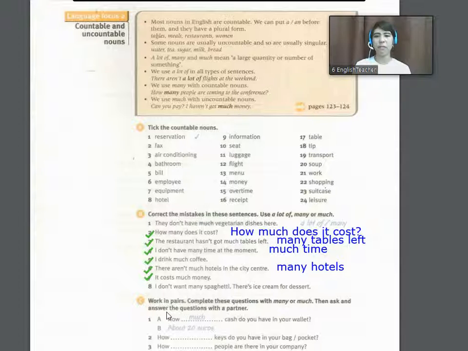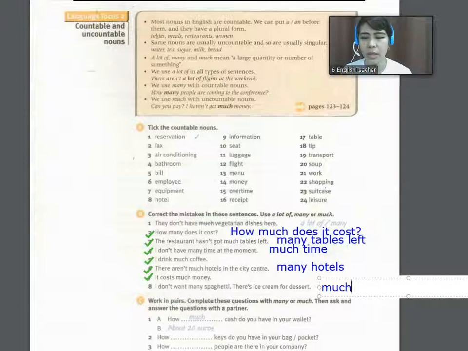Lastly, last part of our lesson, number 8, I don't want many spaghetti. There's ice cream for dessert. So the number 8 question is wrong. We have to say, yes, student B, what is the answer for number 8? I don't want much spaghetti or a lot of spaghetti because there's ice cream for dessert. Okay, for this part, you have to say much or a lot of.